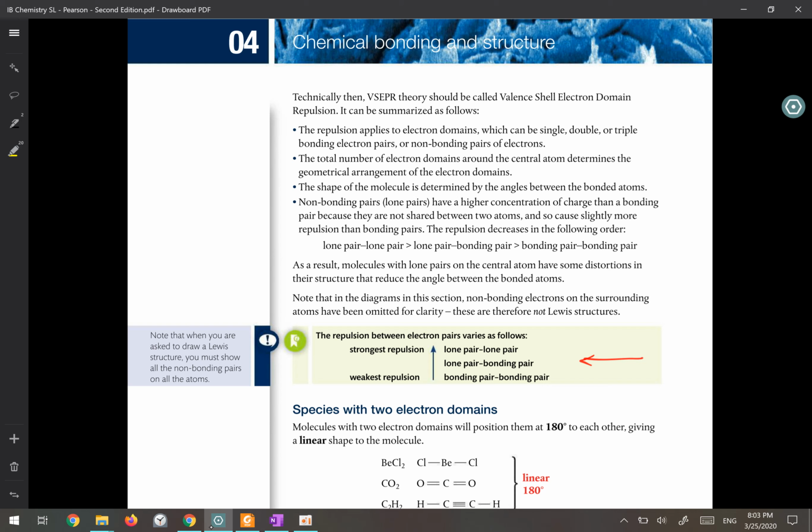The repulsion between the electron pairs varies as follows. The strongest repulsion is between lone pair and lone pair, then lone pair and bonding pair, then bonding pair and bonding pair. So if you have a lone pair, it causes the angle between the bonding pairs to become smaller because of the greater repulsion that you have here. It's also mentioned here, the repulsion.